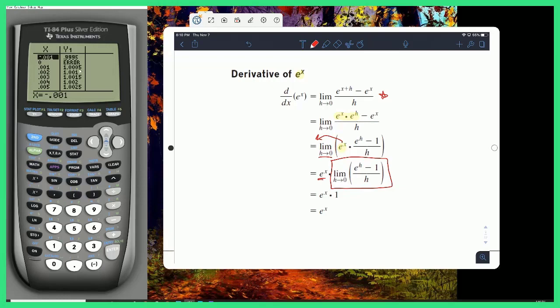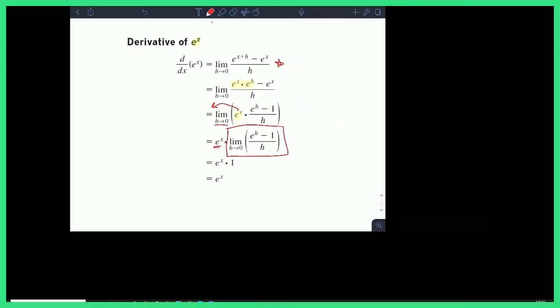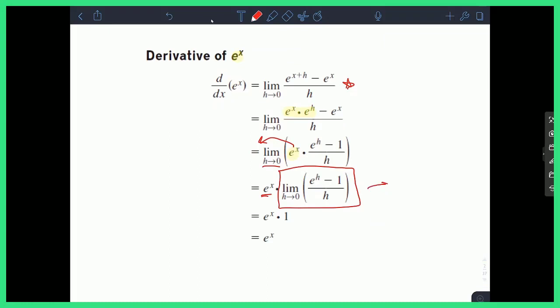And so that's enough evidence to successfully conclude that the limit as h approaches 0 of this function is 1, just with the help of the calculator. And therefore e to the x times 1 is just e to the x. So e to the x is a unique derivative. Its derivative is actually itself.